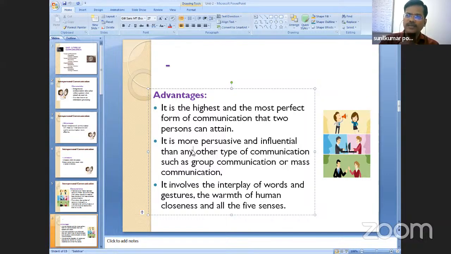See, some product we have to buy, in the classroom or between two friends. One who bought a new modern watch or a mobile phone influences the other to buy the same kind of featured phone. So more influence is brought by interpersonal communication. It involves the interplay of words and gestures, the warmth of human closeness, and all the five senses. Do you know what the five senses are? Touching, smelling, seeing, hearing. These are the five senses. It will come in the next lesson. So these are the advantages of interpersonal communication.